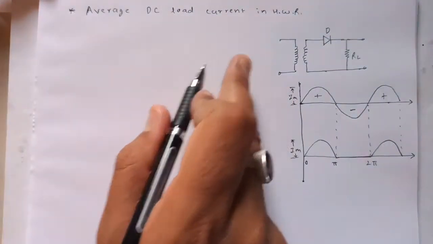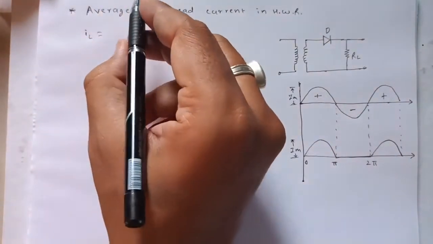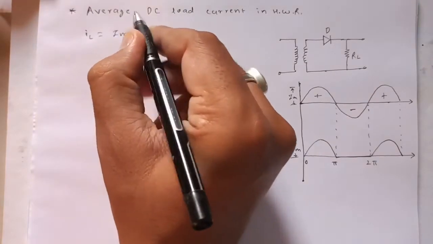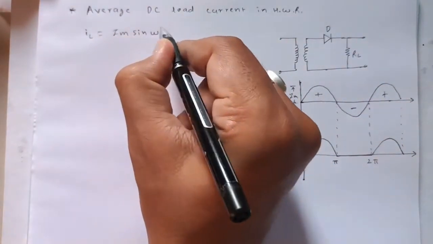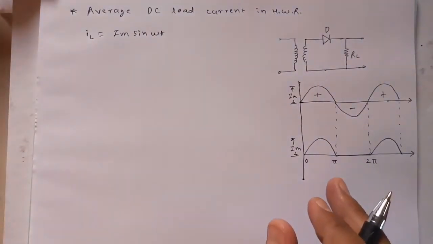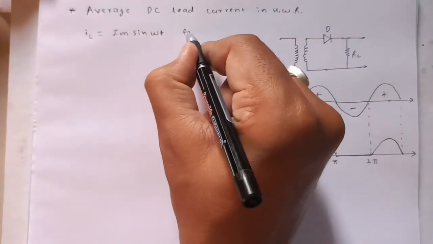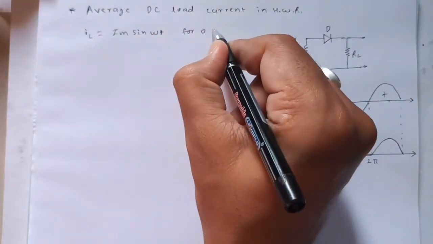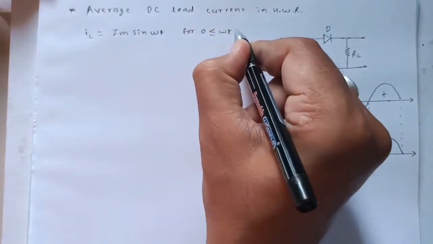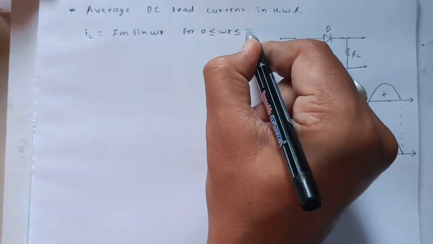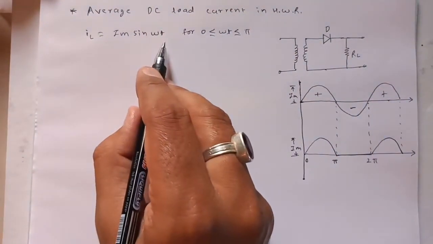Now the equation for this current can be given as IL equals Im sine omega t. This is the current, but in which duration? Only from 0 to pi. So here it is necessary that I write it for 0 less than or equal to omega t less than or equal to pi. So in this duration we have the equation Im sine omega t.